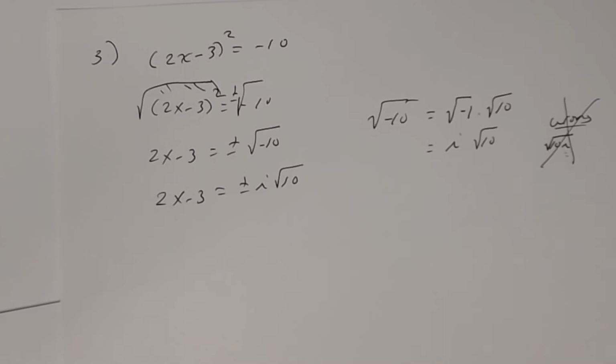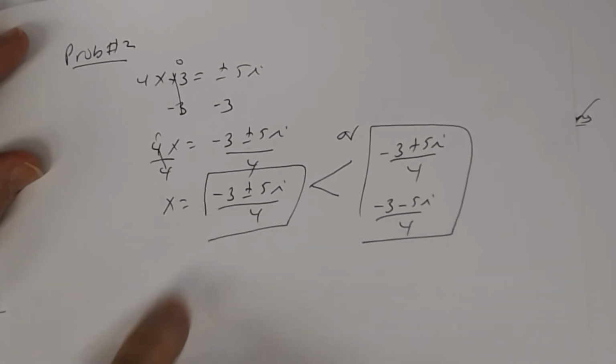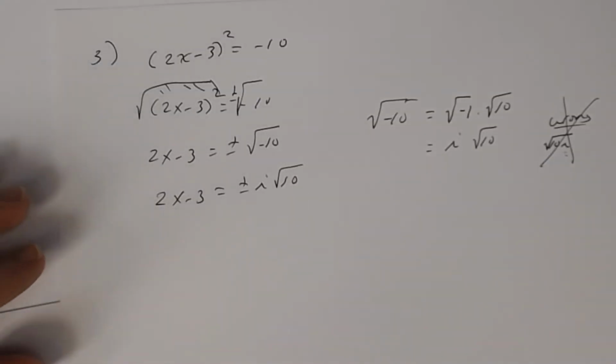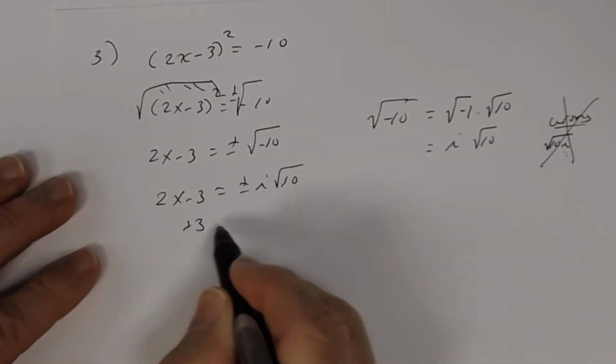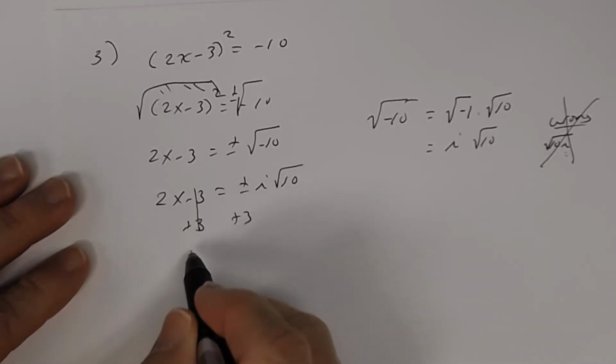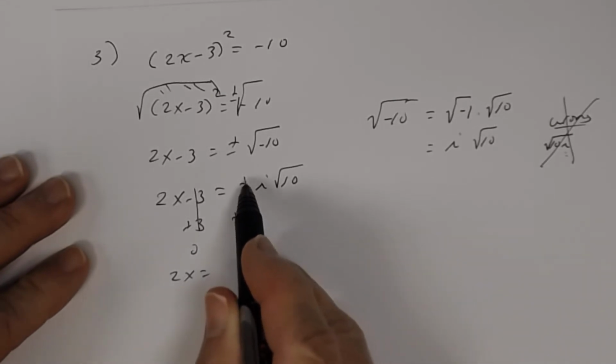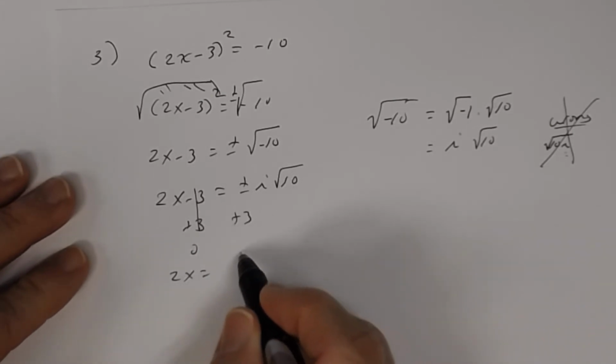And then now what I'm going to do, just to make things a little bit better for us, I'm going to use this approach here. I'm going to add 3 to both sides, just like that. And so combine like terms, I can combine these. That's 0. So I get 2x equals 3 plus or minus i square root of 10.